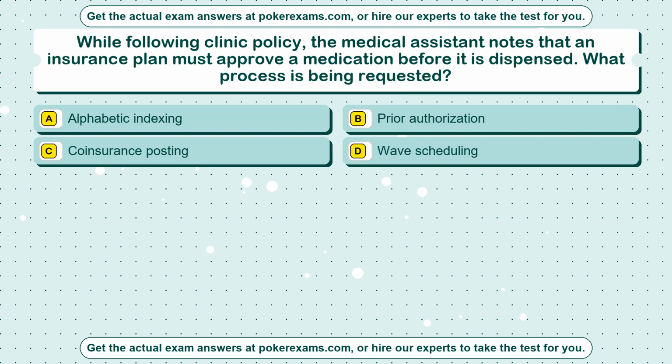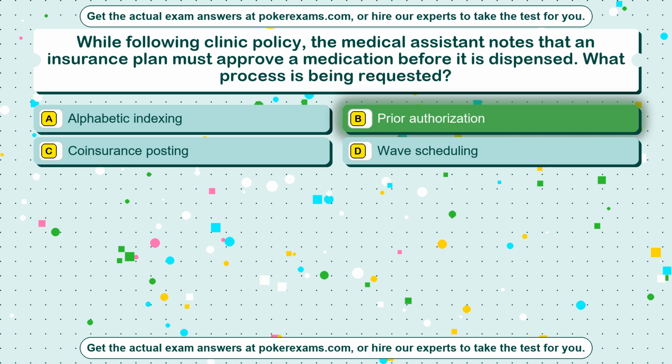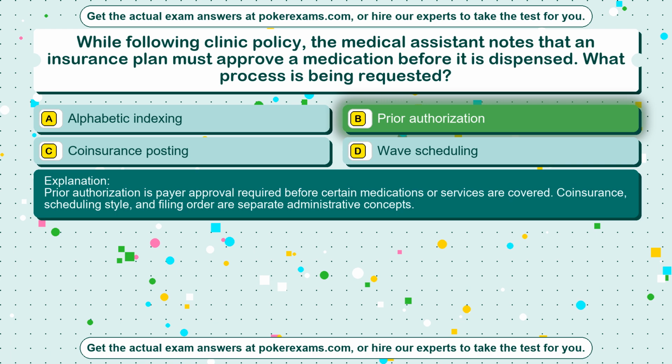Question 60. While following clinic policy, the medical assistant notes that an insurance plan must approve a medication before it is dispensed. What process is being requested? Option A, alphabetic indexing. Option B, prior authorization. Option C, coinsurance posting. Option D, waive scheduling. The correct answer is option B, prior authorization. Prior authorization is payer approval required before certain medications or services are covered. Coinsurance, scheduling style, and filing order are separate administrative concepts.